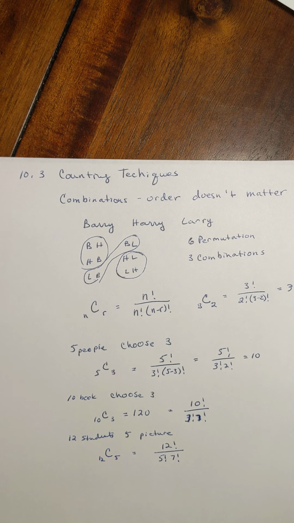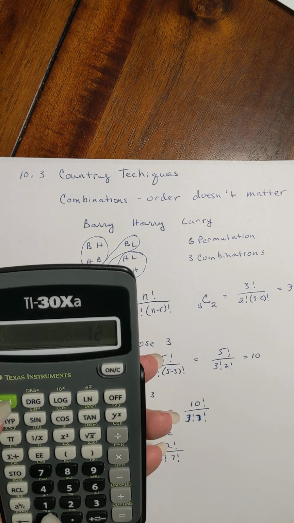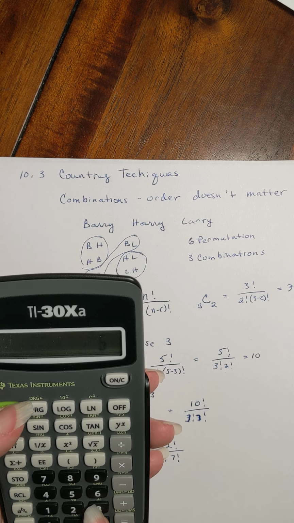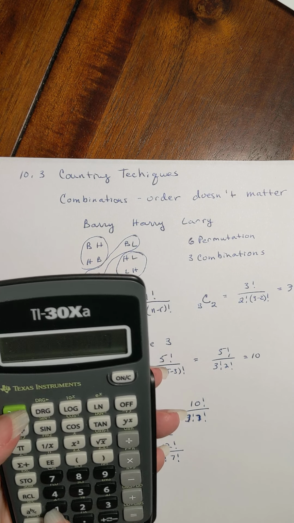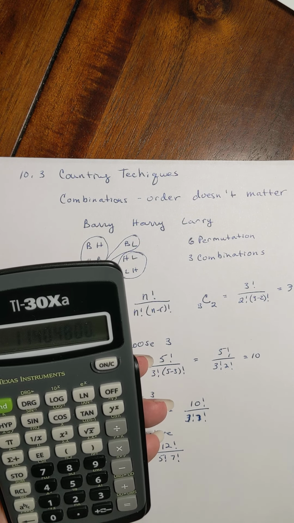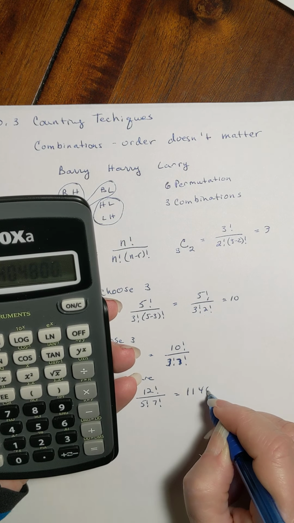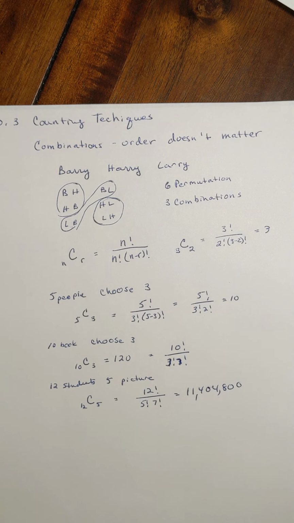All right? Now if I do that on my calculator, I'll do it the long way this time. 12 factorial divided by 5 factorial, and then divided again by 7 factorial equals 11,404,800. So notice I still have 11 million different ways to choose those 12. So notice that these numbers come out pretty high.